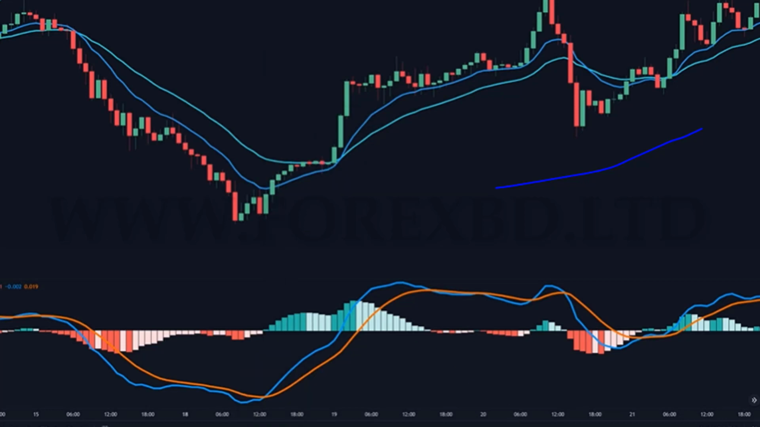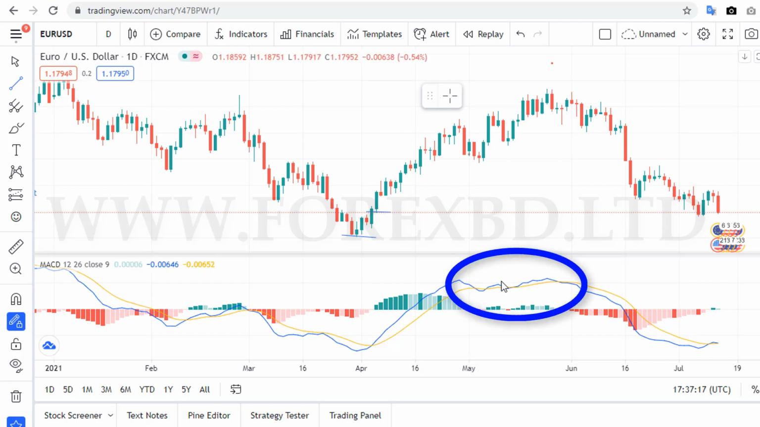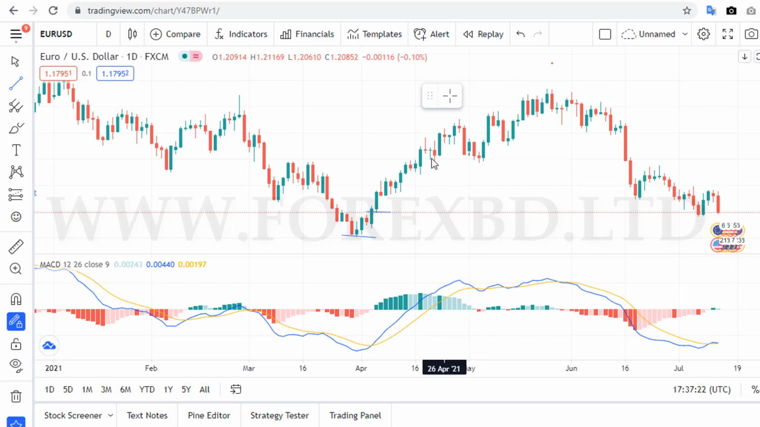Many times it's seen that the MACD line has crossed the signal line, but the market didn't go far. So you can see here there is no movement in the market even after MACD has crossed the signal line. So in this way you can use the Bollinger Band. I also showed you how to use the Bollinger Band.